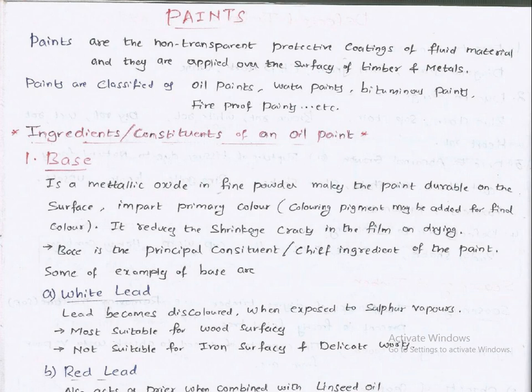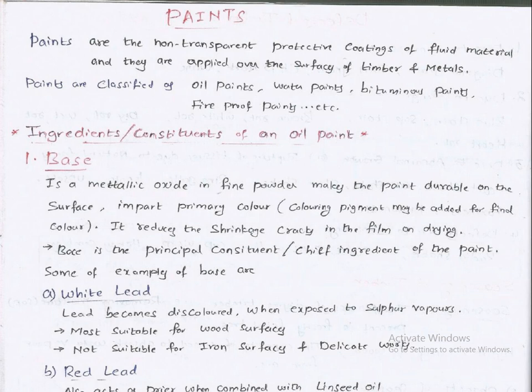Lead becomes discolored when exposed to sulfur. White lead is most suitable for wood surface, not suitable for iron surface and delicate works. Red lead also acts as dryer when combined with linseed oil. Most suitable for iron surface is red lead.